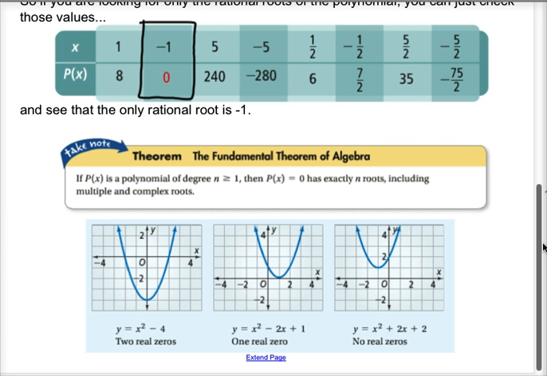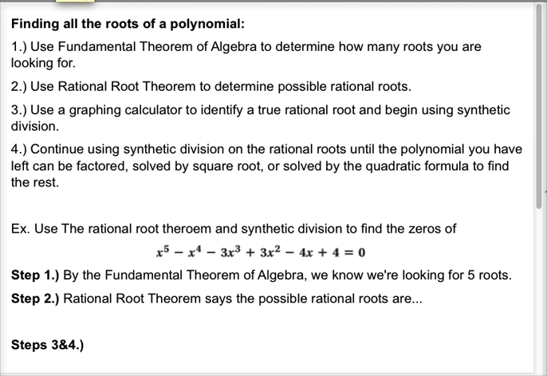So again, essentially what this is saying is no matter what, you are always going to have the same number of roots as the degree of the polynomial. So now that we've discussed that, let's move on to an example to see what I'm really talking about here. So, finding all the roots of a polynomial, I've broken this down into a systematic set of steps for you to follow. So, the first thing I want you to do, use the fundamental theorem of algebra to decide how many roots you are looking for.